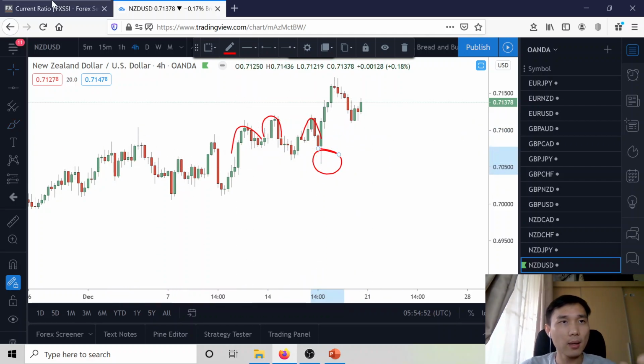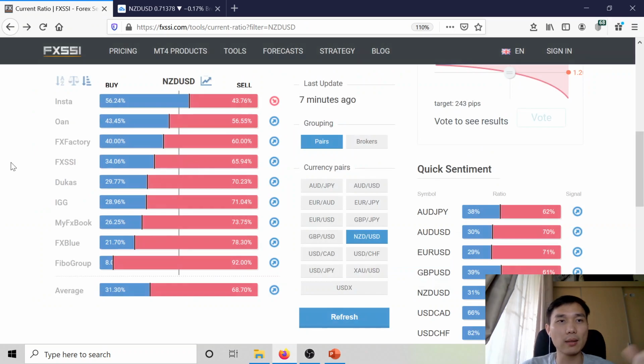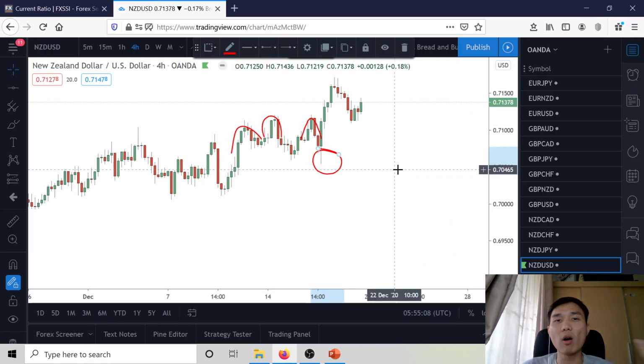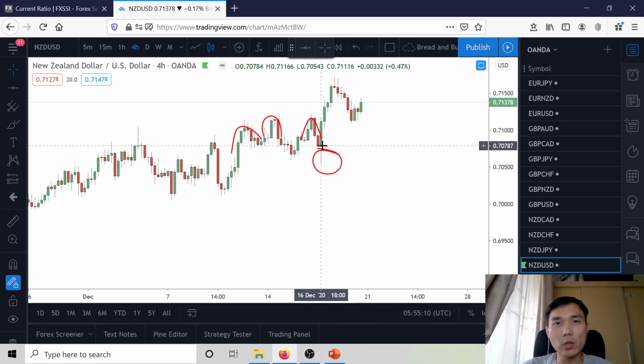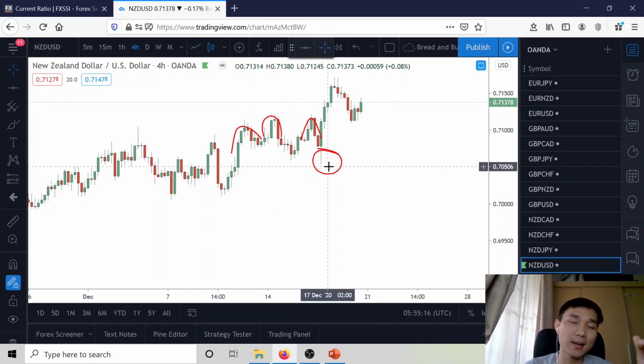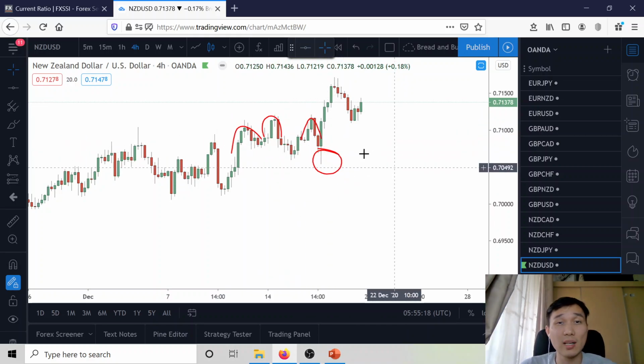But again, we see the sentiment that the majority of traders are selling this pair, because you can see the data from the brokers, right? They are selling, and they know that. So what do they do? They just move the price higher, right? And then whoever sold this pair here because of this pattern is not going to make money.